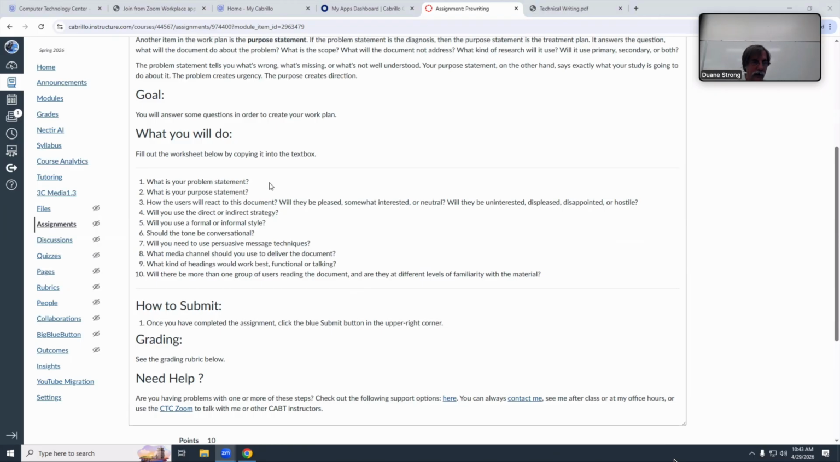So based on that, are you going to use the direct or the indirect strategy? Are you going to use formal or informal style? What about your tone? Conversational or not? Do you need to use persuasive messaging? Or is this just, here's the facts, ma'am. Here's the paper. Here's the technology. Here's my summation about how I think this technology could apply here. Done.